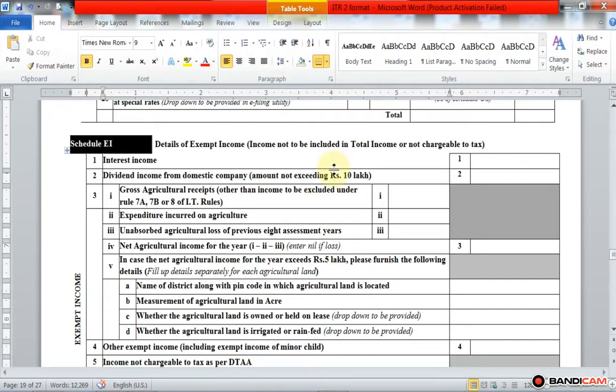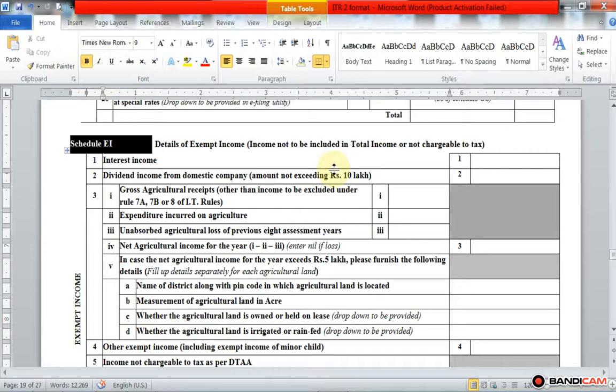Okay, interest income. Then dividend income from a domestic company, amount not exceeding rupees 10 lakh, is exempted under section 10. Then gross agricultural receipt, so agricultural income is also exempted or tax free income. Expenditure incurred on agriculture, so expenditure incurred for agriculture or development of agricultural land, for the purpose of agriculture or for the purpose of farming, this expenditure is exempted from the tax.